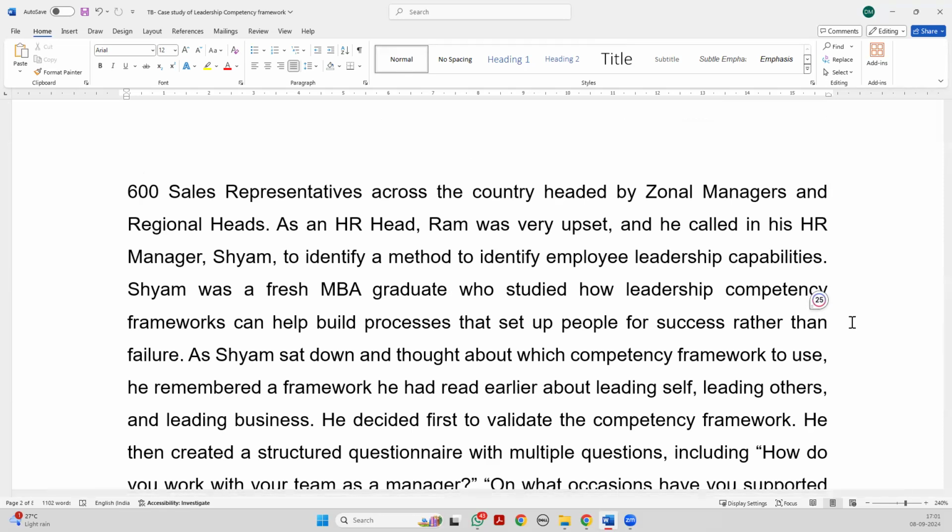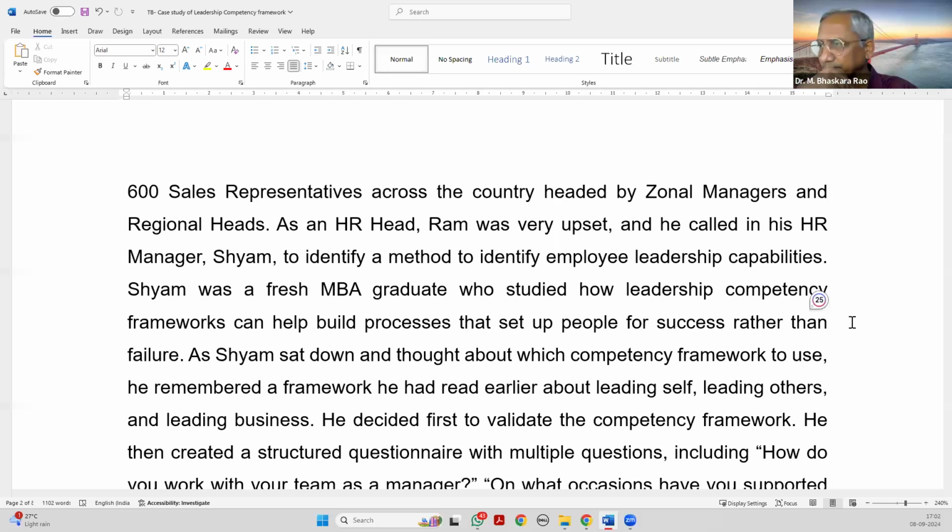As an HR head, Ram was very... Acha, this is second, I guess. No, the same. The HR head's name is Ram. Oh, all right. Okay, the zonal manager and the regional heads.